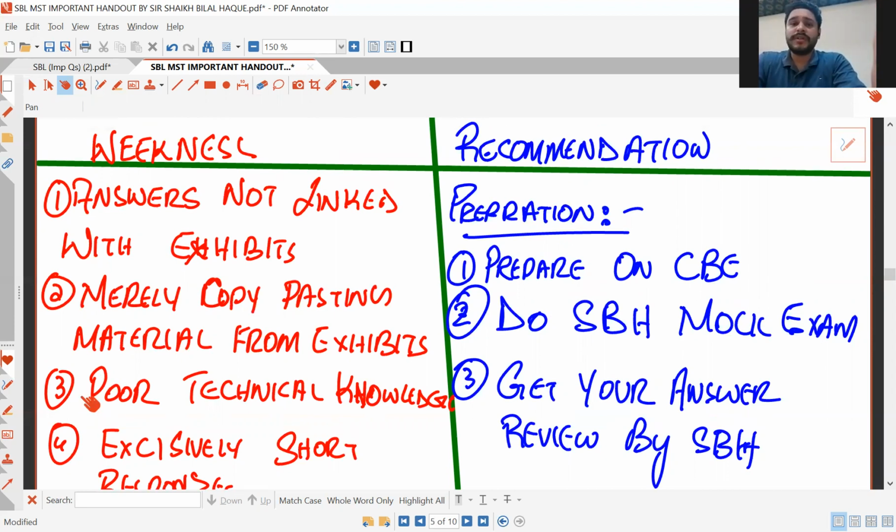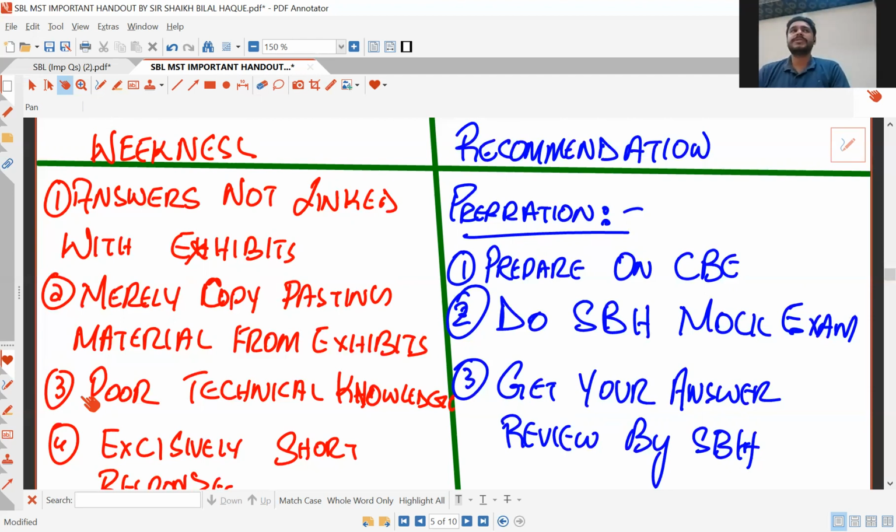Sometimes your answer is not linked with the exhibit. You try to write a generic answer, which is not acceptable at all. Another mistake is merely copy pasting material from the exhibit. See, I'm not against copy pasting of the material, but what I want is for you to add something that relates to your own work, because you will not be getting marks just by simply copy pasting your material from the examination point of view.